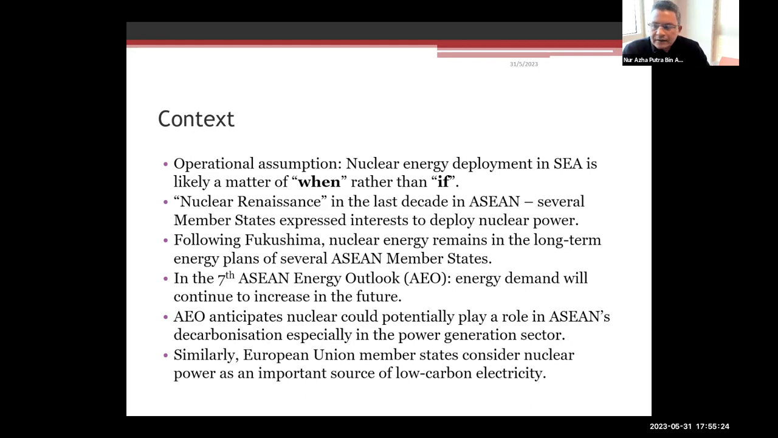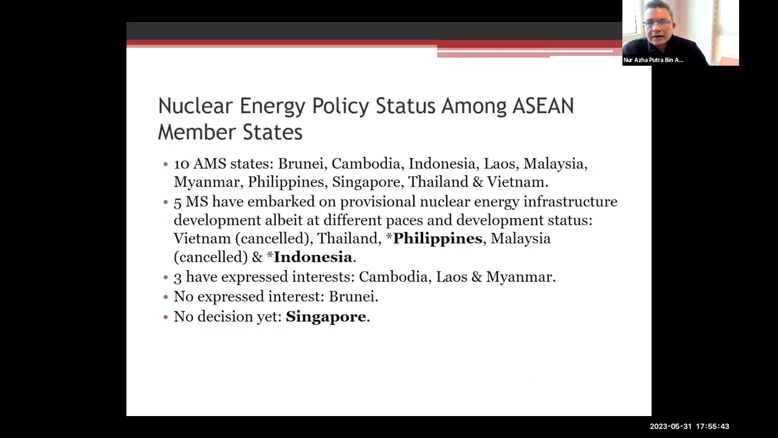And the ASEAN energy outlook anticipates that nuclear could potentially play a role in ASEAN's decarbonization, especially in the power generation sector. And it takes into account how the European Union member states also consider nuclear as an important source of low carbon electricity. Now, there are 10 members in the ASEAN region. 5 have embarked on provisional nuclear energy infrastructure at different paces.